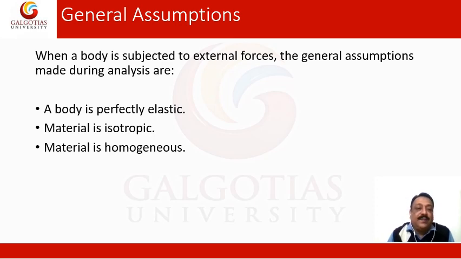And lastly, the material is considered to be homogeneous. If you take a sample of material at different locations in the body, the chemical composition and the mechanical properties all come out to be the same at each and every point. So the chemical composition is the same at every point. The material is considered to be homogeneous throughout the volume. So these are the three general assumptions. The body has to be perfectly elastic. The material is isotropic, that is, properties are independent of the direction, and the material is homogeneous in composition throughout the volume.